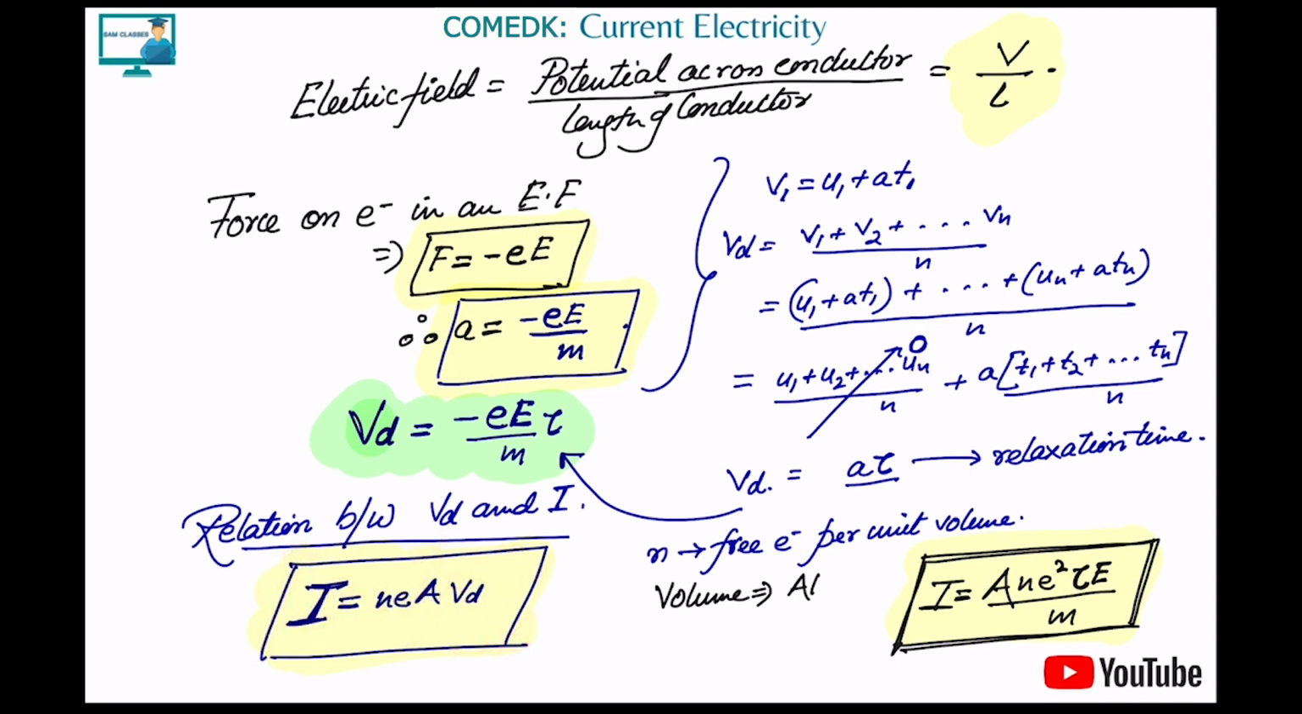Next, this formula, I is equal to, in terms of relaxation time also you should know, I = n e² τ A E / m. So this formula also is very important. What is n? Number of free electrons per unit volume, meaning in 1 meter cube how many free electrons you are getting, that is the value given by n, and volume we know, AL.